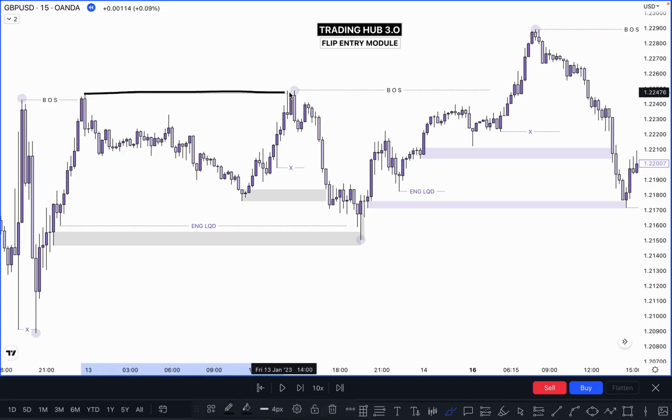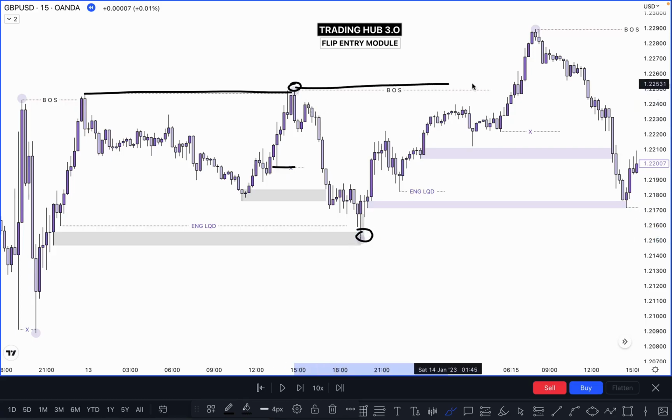Next attempt, market breaks this high, correct? But where is our inducement? This becomes our first inducement. Once market has taken out this inducement, this higher high is confirmed here, okay? And the next attempt, what happened here? It creates a new higher low once market broke this high.